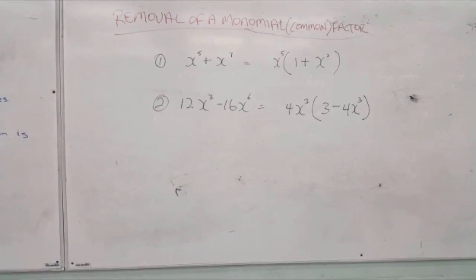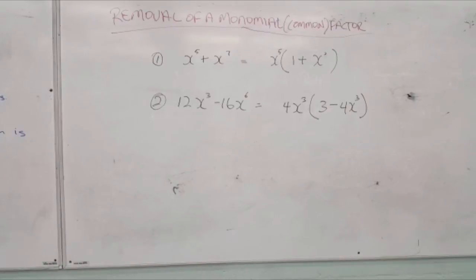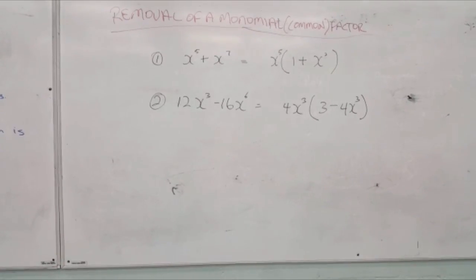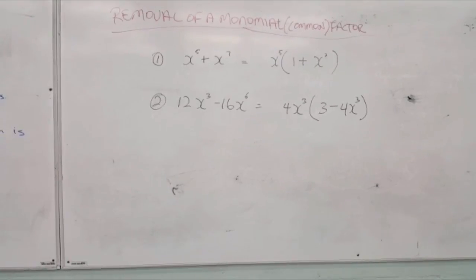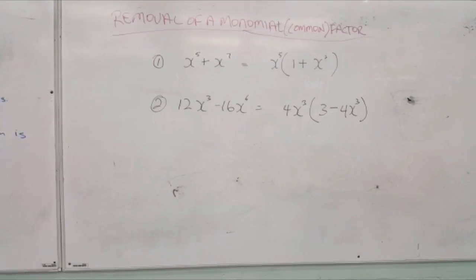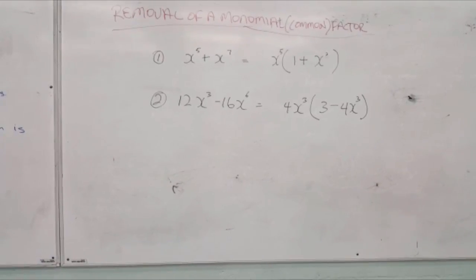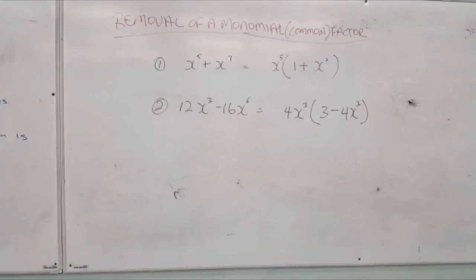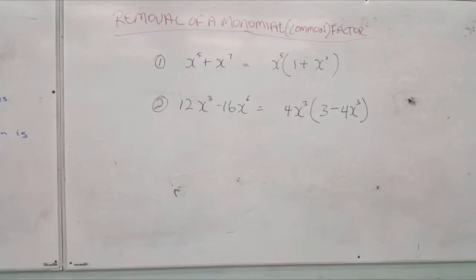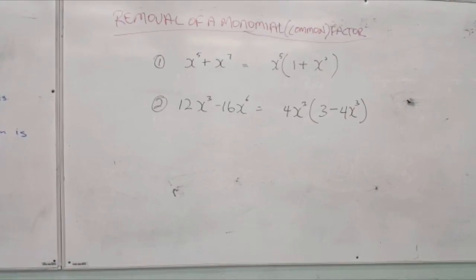Next we have an expression that states 12x to the power 3 minus 16x to the power 6. We are going to see what is common in the expression. What could factor into both 12 and 16? We have 4, because there is a common factor there. So we go to 4.